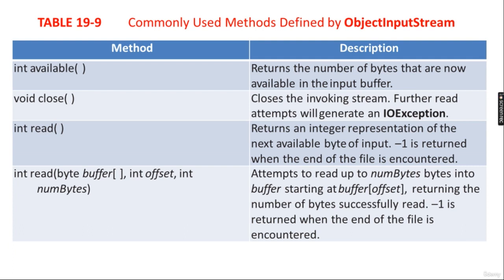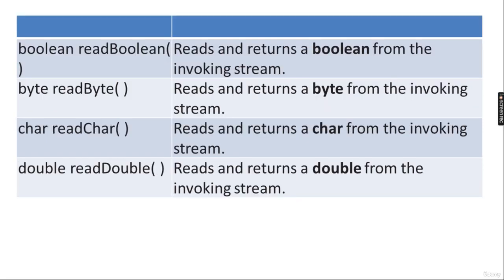-1 is returned when the end of file is encountered. Integer read(byte buffer, integer offset, integer number of bytes) attempts to read up to number of bytes into buffer starting at buffer offset, returning the number of bytes successfully read. -1 is returned when the end of file is encountered.